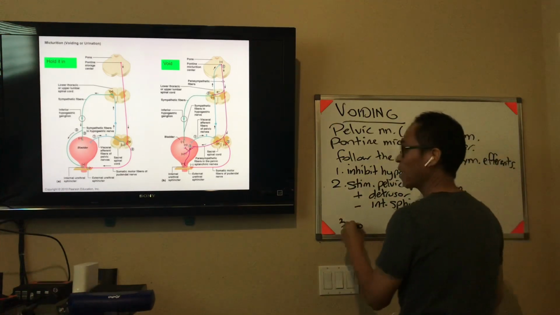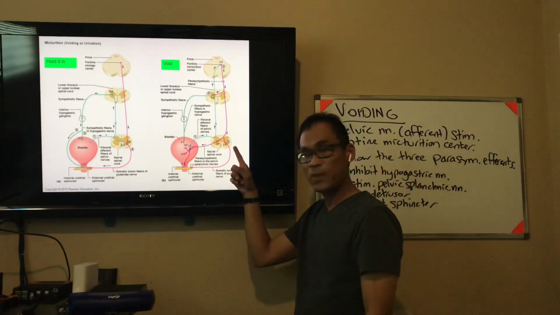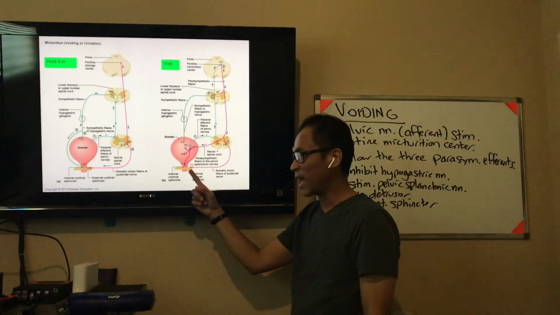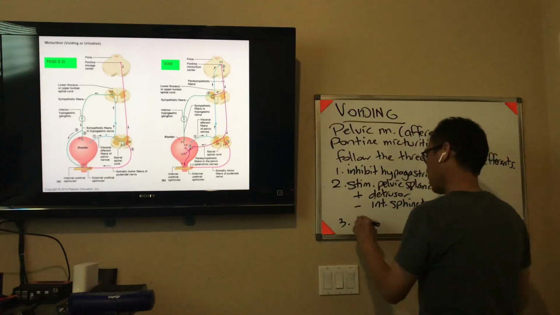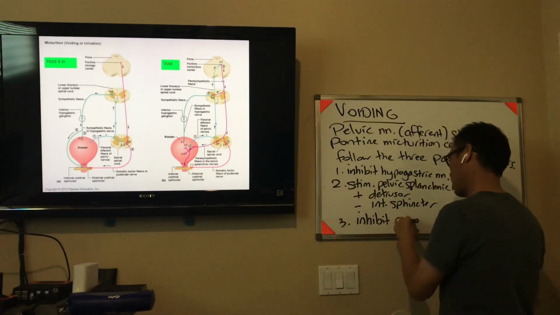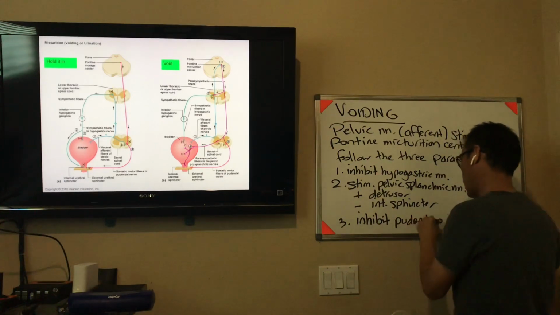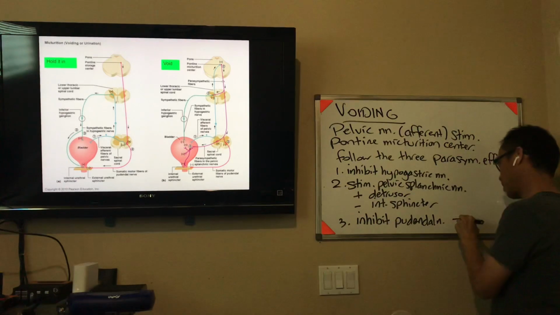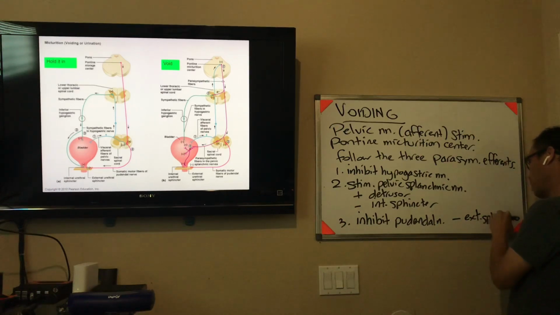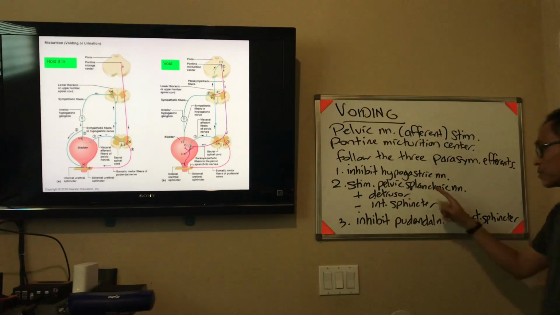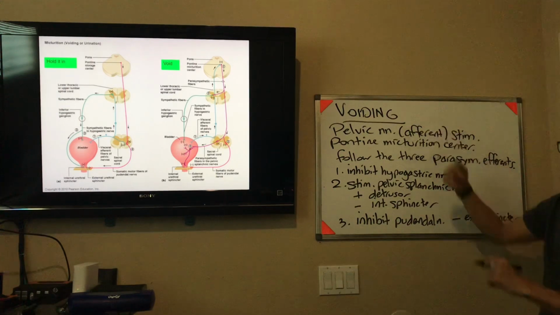Number 3, inhibit pudendal, because pudendal contracted the external sphincter. So you inhibit that one. Inhibit the pudendal nerve. The effect of that is to inhibit, negative sign, the external sphincter. So we've done all the work. Inhibit your sphincters, stimulate detrusor, that's going to help you void.